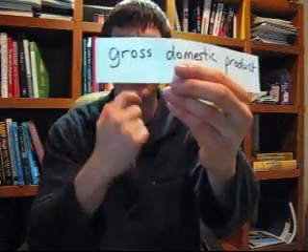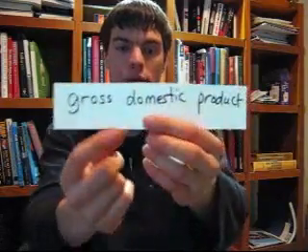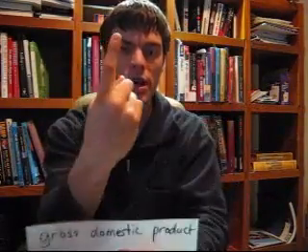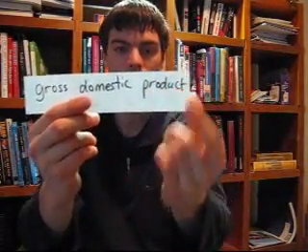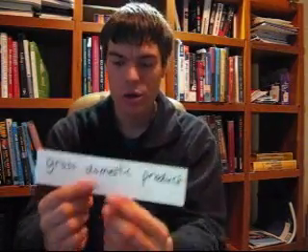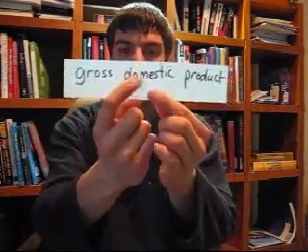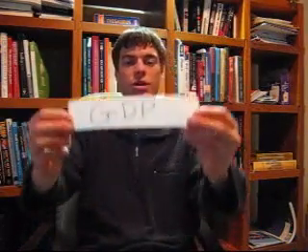Gross. Gross means before tax. Domestic means one country. And product means like stuff that we buy. So, before tax, one country, stuff that we buy. So, the gross domestic product of Canada is $1.3 trillion. So the GDP of Canada is $1.3 trillion.